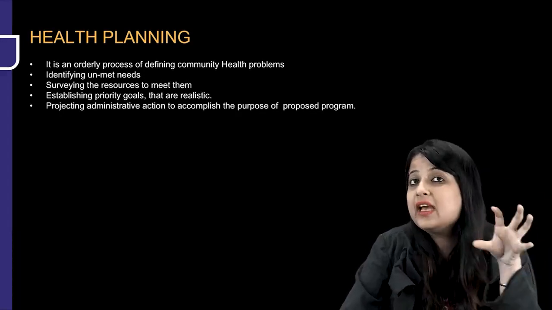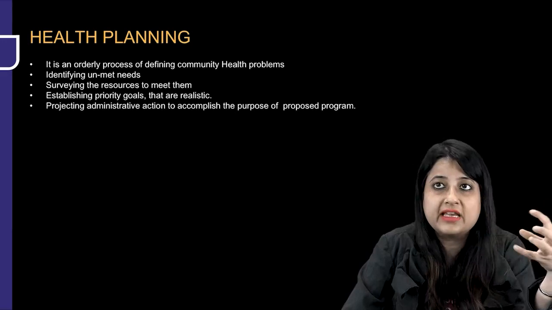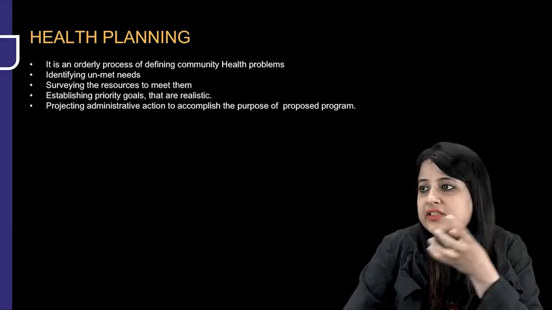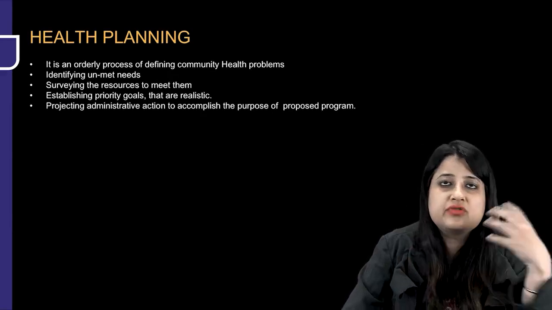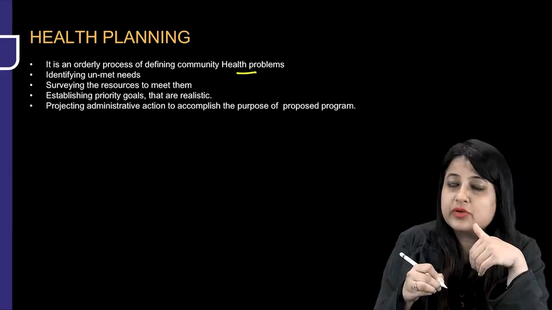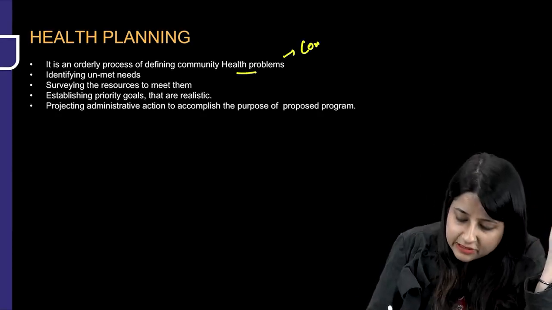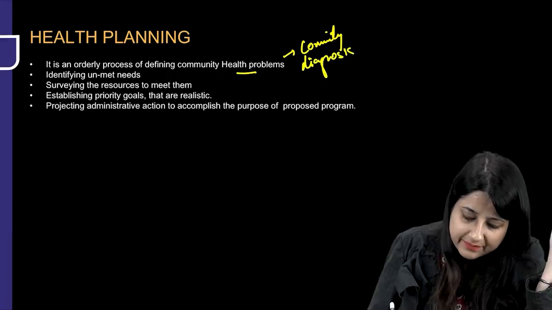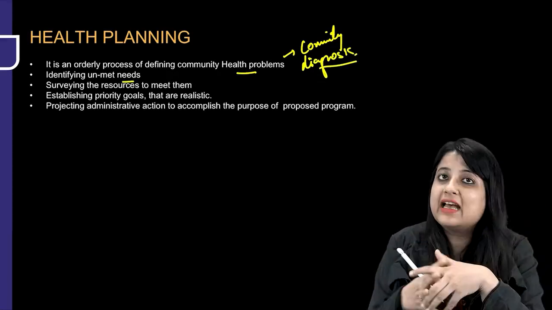So basically, when we have to do a health planning for a community, I just can't go to any community and tell them start immunizing your children, start taking contraceptives, do this, do that. No, I first need to identify what are the health problems. Identifying the health problems over here means making a community diagnosis. Then I have to identify what are the unmet needs.